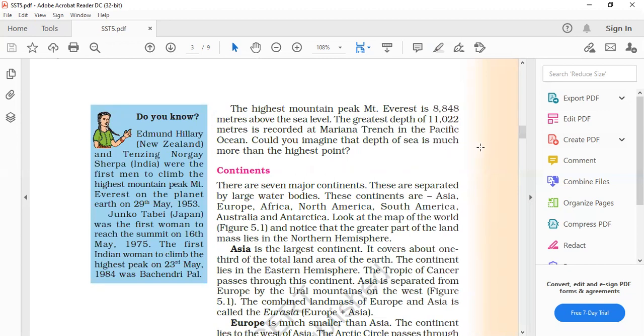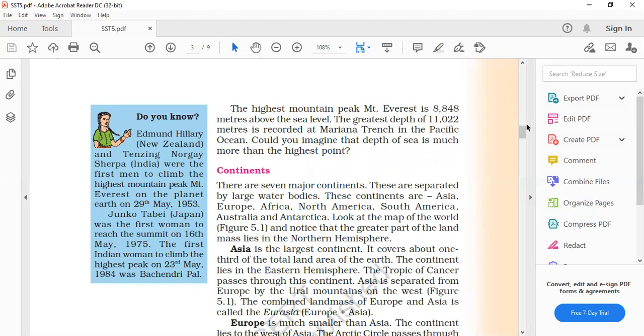Now again it comes to the continents. You can get a short note on continents, where you have to write the names of the continents. How many continents are there? There are 7 major continents. So underline this section, the 7 major continents. It can come in MCQs or in fill in the blanks. And how are they separated from each other? They are separated by large water bodies, and the names of the continents.